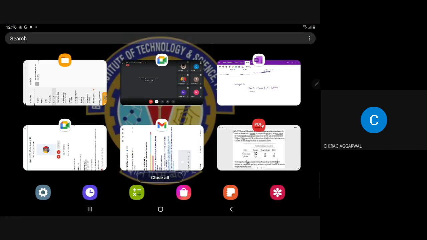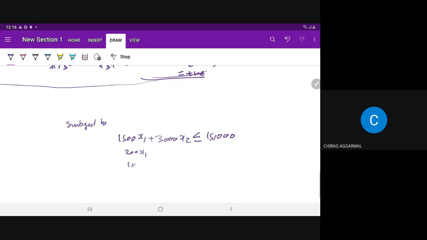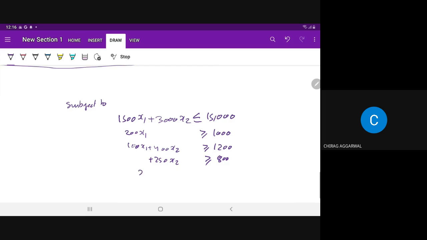Similarly, middle age by both will be 100 and 400, so it will be 100x1 plus 400x2, and senior citizen is 250x2, right? So we want this number must be greater than or equal to 1000. This number must be greater than or equal to 1200. This number must be greater than or equal to 800, and here x1, x2 greater than or equal to 0.